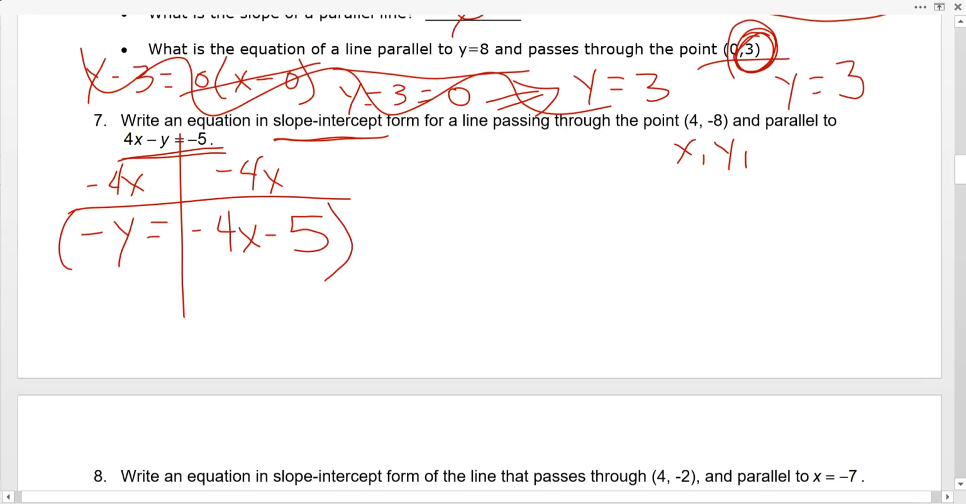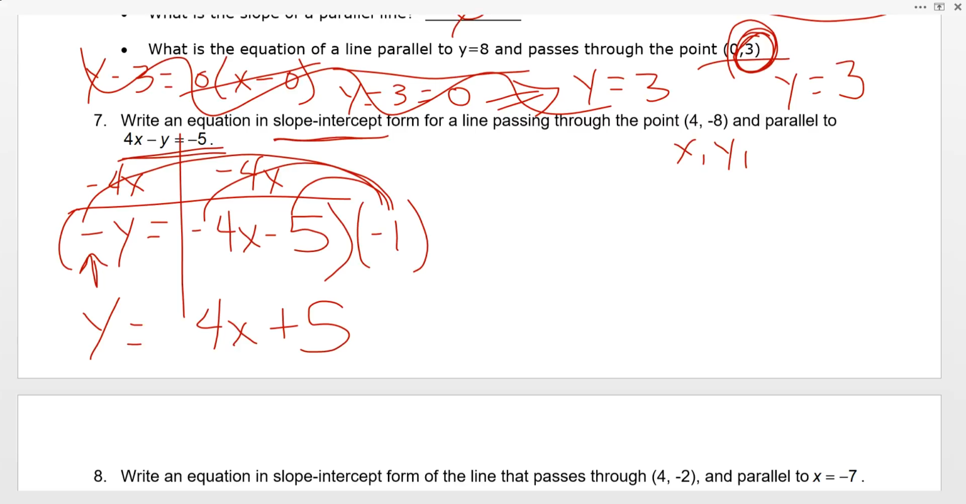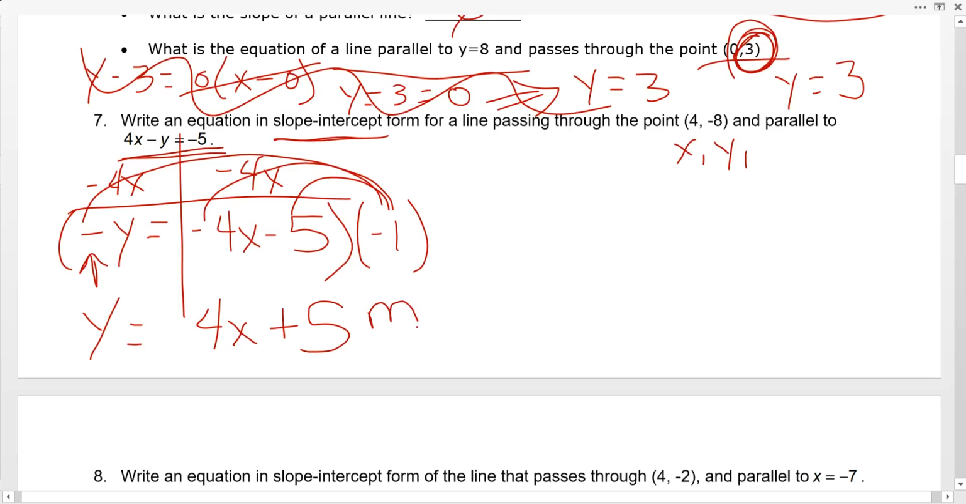Here's what I'm going to do. I'm multiplying the whole thing times negative 1, and basically I'm distributing across everything. So I have y equals 4x plus 5. So when my y is negative, I change the sign of everything. You can think about multiplying everything times negative 1, or just say, I'm going to take the opposite of y, therefore I have to take the opposite of everything, which makes y equals 4x plus 5. And so my slope is 4, which is the whole thing I needed anyway.